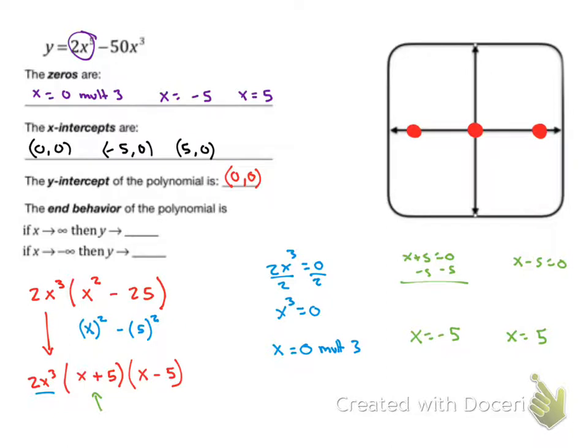Now for our end behavior, to determine that, we look at this term. The exponent is odd, which means our ends are going in different directions, and our leading coefficient is positive. So we know we're starting down here. Starting down here, it goes through x equals 0. It's going to go through.